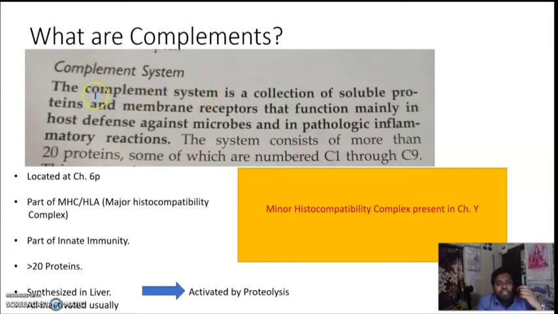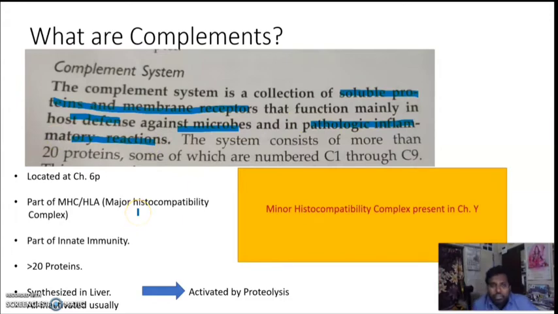So what is the complement system? Complement system is a collection of soluble proteins and membrane receptors. So not only proteins, also membrane receptors that function mainly in host defense against microbes and in pathological inflammatory reactions. So that is the role of complement.